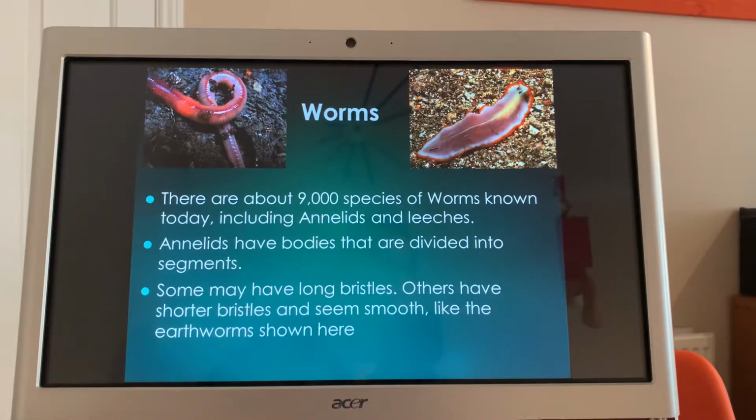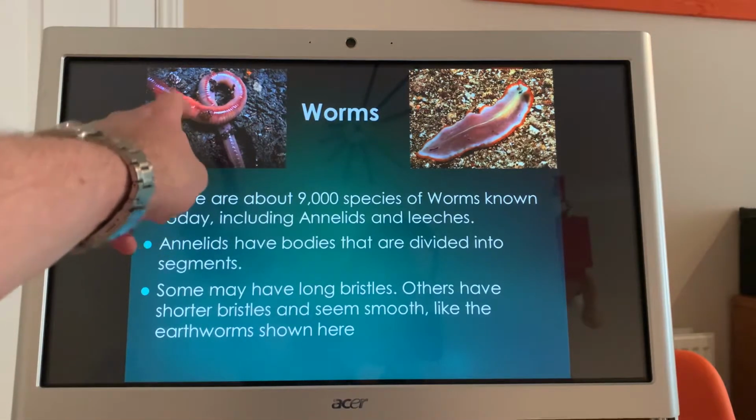Number 2, worms. There are about 9,000 species of worms known today, including annelids and leeches. Annelids have bodies that are divided into segments. Some may have long bristles. Others have shorter bristles and seem smooth, like the earthworms shown here.